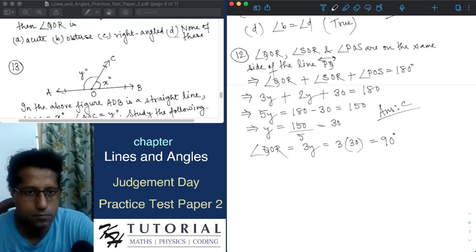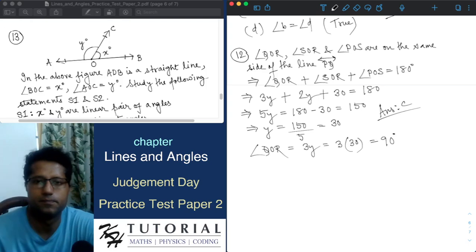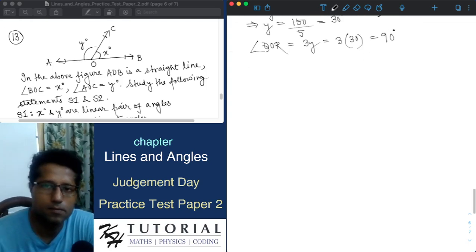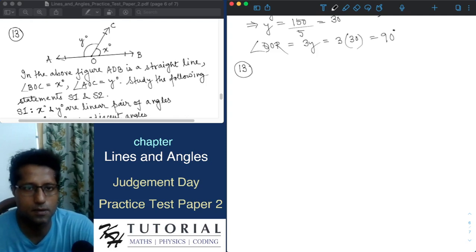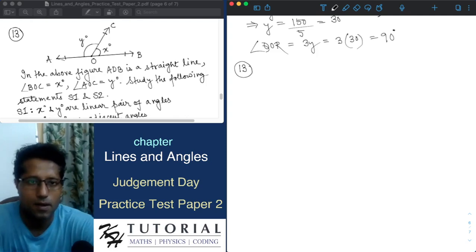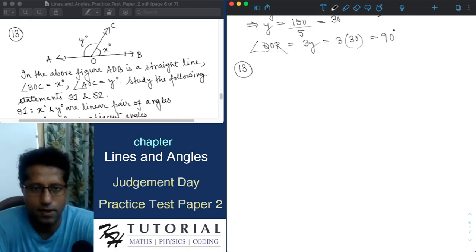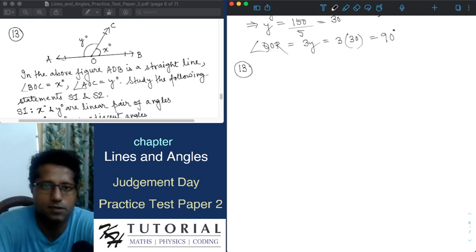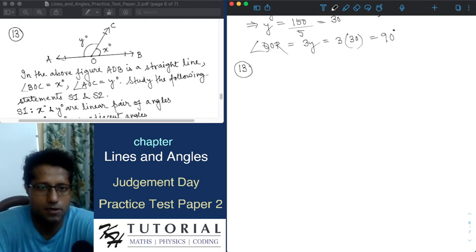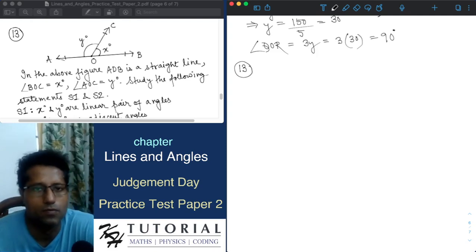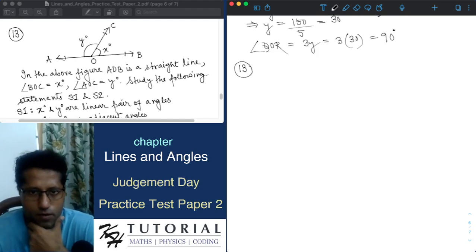Okay, let's do question number 13. Question number 13 says there is a figure. In the above figure, AOB is a straight line. We can see on the straight line there is a ray OC standing on the line AB at the point O, and it is given angle BOC is x degrees, angle AOC is y degrees. So we have x and y as a linear pair of angles.